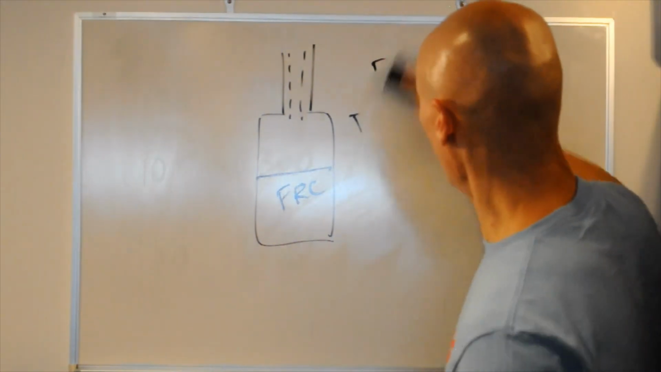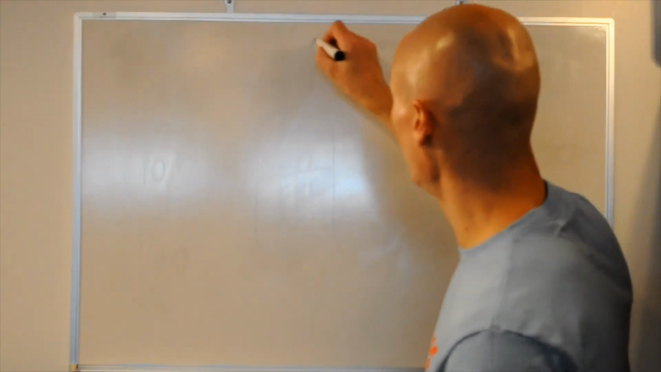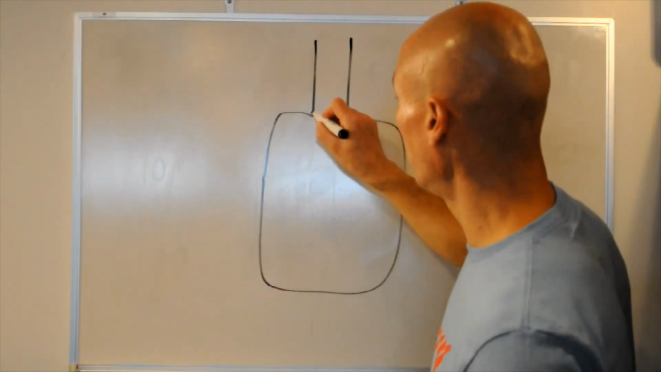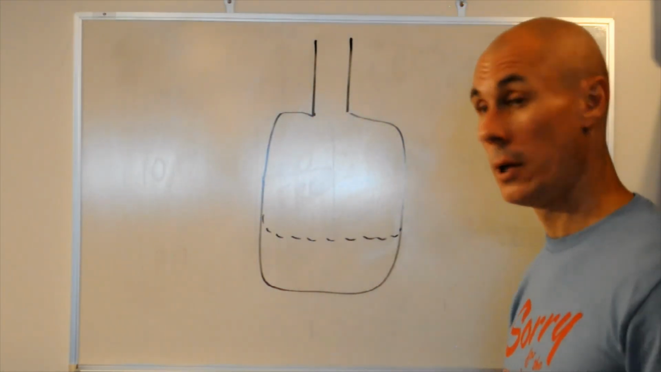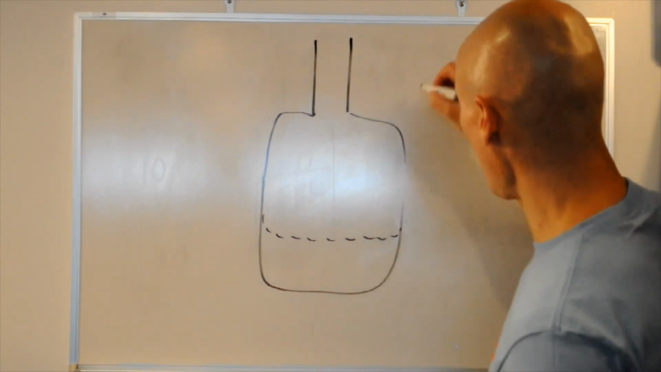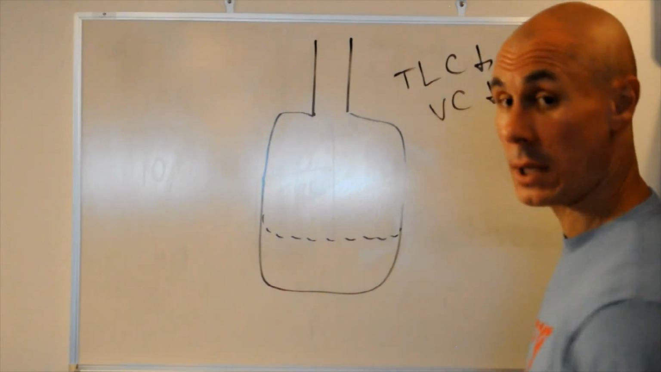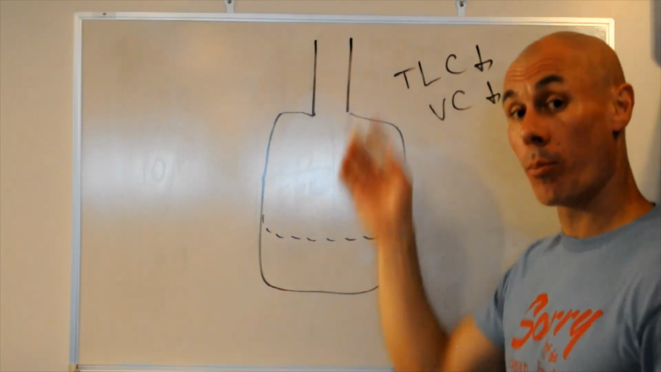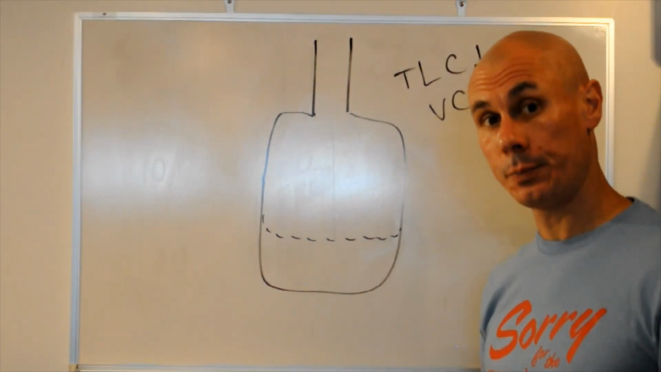In the restrictive disease, such as pulmonary fibrosis, what happens is that's your healthy lung, and that is your diseased lung. The actual volume of the lung goes down. So total lung capacity goes down, vital capacity goes down. But your breathing rate will stay pretty much normal.